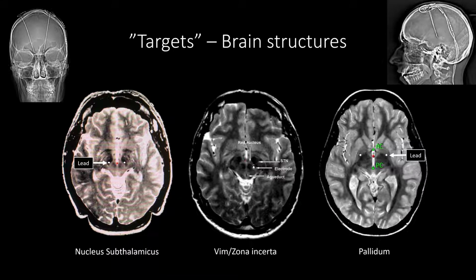Of course, we do not always implant the electrodes in the same brain structures. We are targeting different structures, so-called targets, depending on the patient's symptoms. And here we see the most commonly used targets in DBS for movement disorders: the subthalamic nucleus or STN, the zona incerta with the above-lying VIM in the thalamus, and the pallidum or GPI.